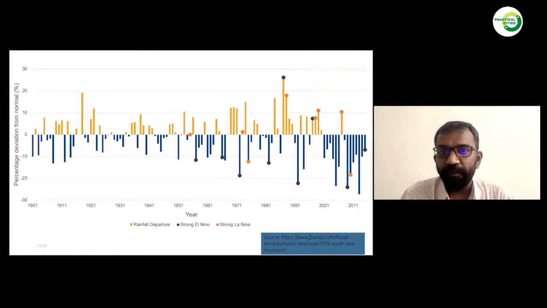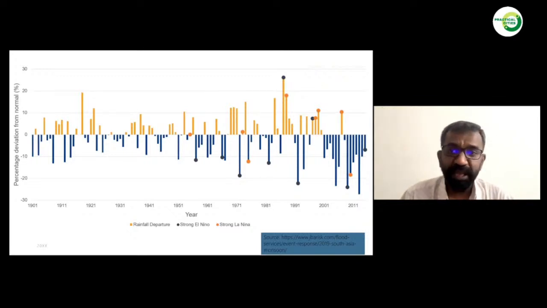But the percentage of variation was well under 10%. But if you look at post 1971 or 1970s and more recently from 1990 to 2011, the extent has increased quite drastically. Of course, in a period of 70 years, we had one or two events which were exceeding 10%, but pretty much we are having a similar kind of event every few years in the recent past.